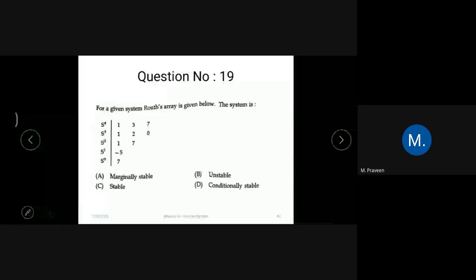And for the given system, the rule is given below. They're asking whether the system is stable or unstable. If I see the first column, one value is negative, that is minus 5. Simply I can say the system is unstable.